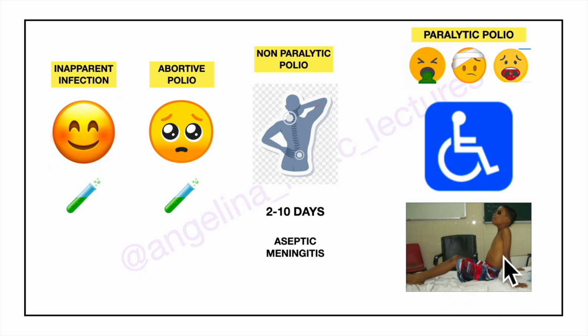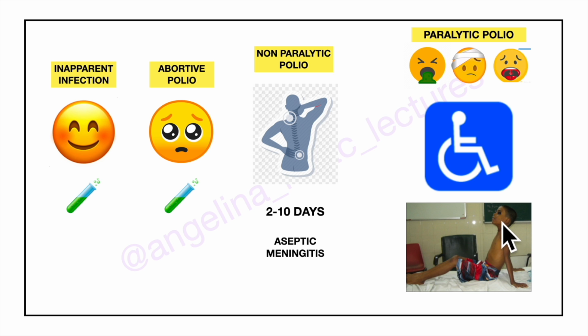Now another important sign is the tripod sign that you can see in this picture. Children usually find it difficult to sit and usually sit with their hands supported as well as their hips and knees flexed. Now the progression to complete paralysis occurs in less than 4 days. And the characteristics of the paralysis are descending in nature. That is, it starts from the hips and then moves down to the extremities.